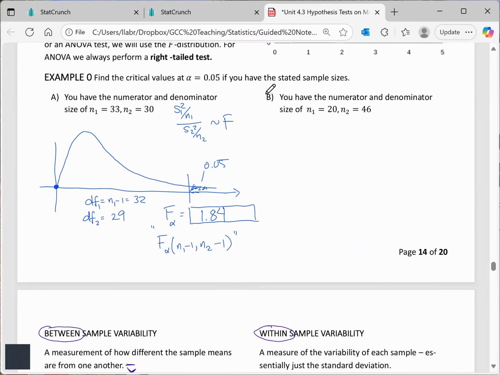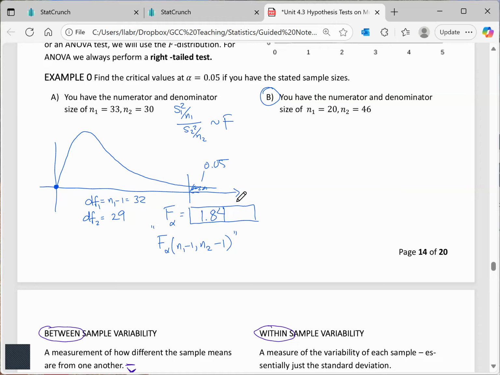For your work, make sure that you try this one. Okay, repeat the same work and complete B. So if your numerator and denominator sample sizes are 20 and 46, can you go ahead and find the critical value if you were doing the F statistic approach to ANOVA? In the next video, we're actually going to run through a full-on hypothesis test.